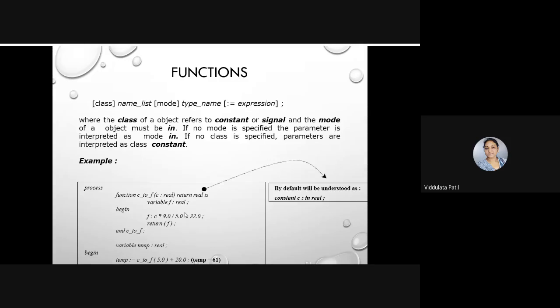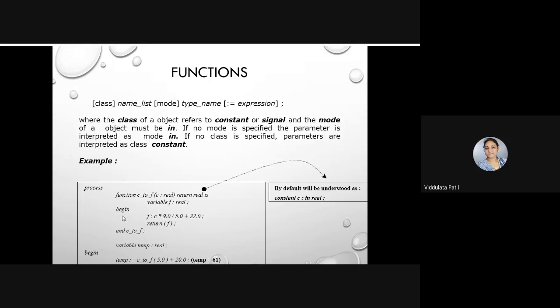5 multiplied by 9 divided by 5. That means it will be 9 plus 32. That means it will be equal to 41. So the value of f which will be returned to this main program will be 41. 41 plus 20, that means it will give us the value of temp, that is equal to 61.